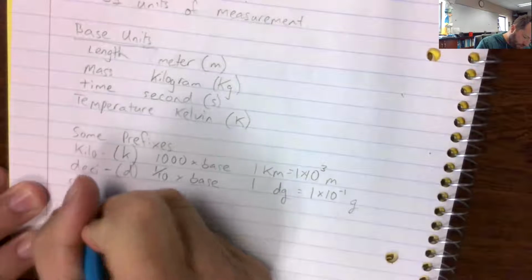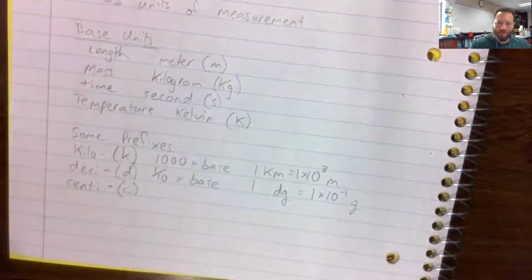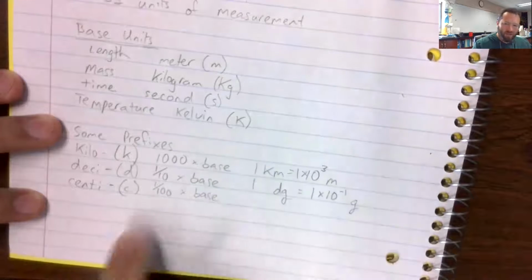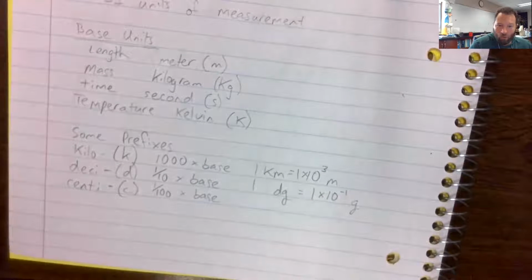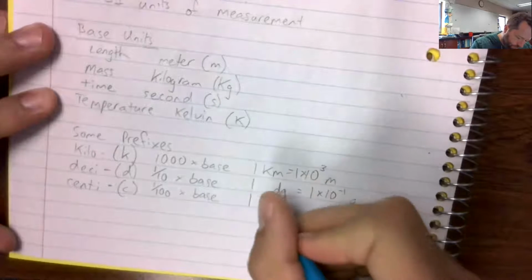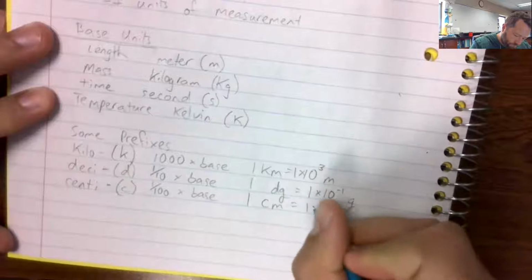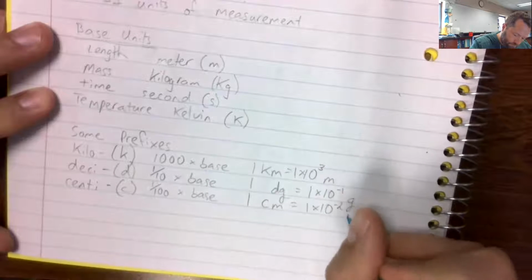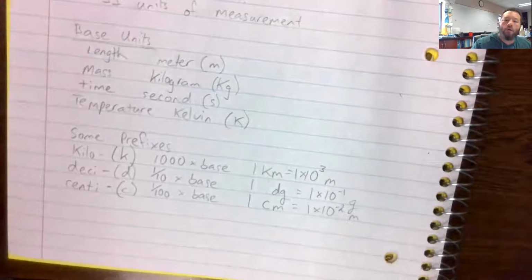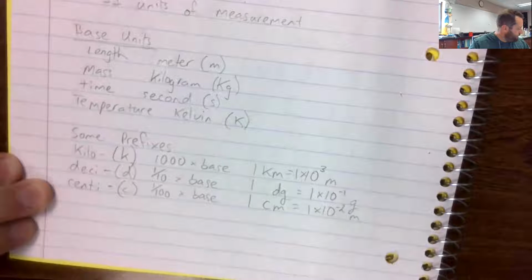The next one is probably familiar to you, at least a little bit, and that is centi. Centi, 1/100th of the base. We actually kind of use this one in our money system. 1 penny, 1 cent is 1/100th of a dollar. So 1 centimeter is 1/100th of a meter. Again, bumping that decimal to the right.